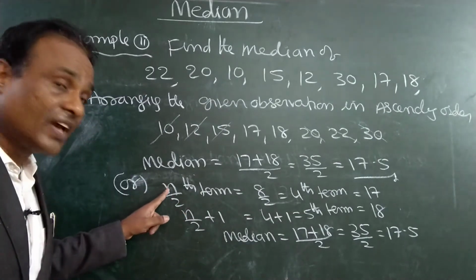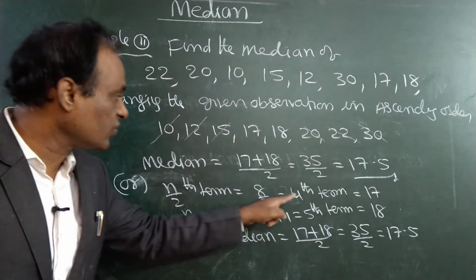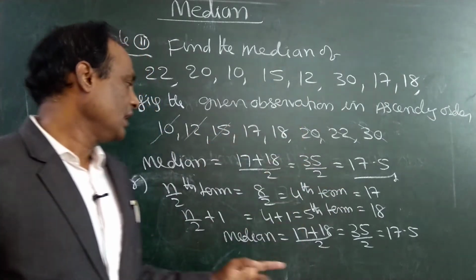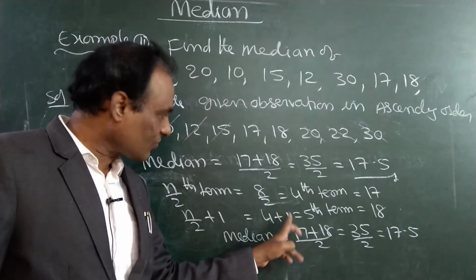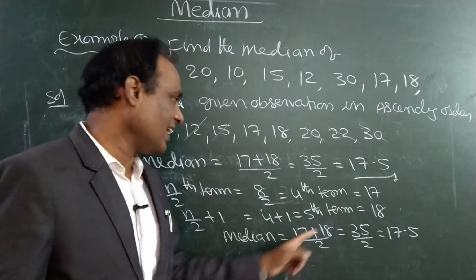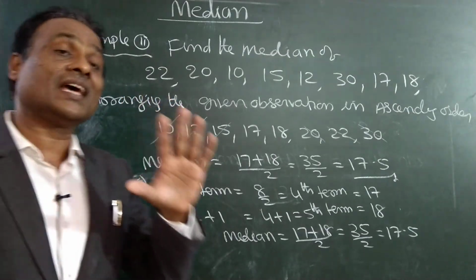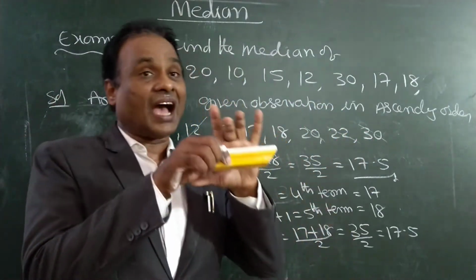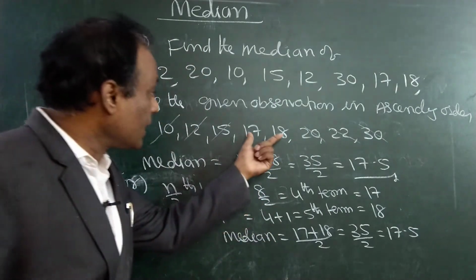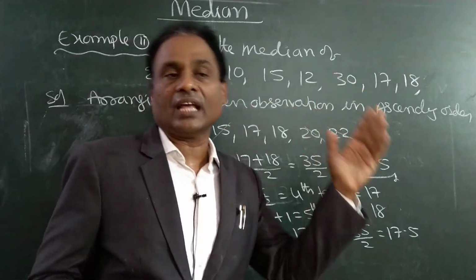So, if n is even, find the n by 2 term. n is 8 terms in total, so 8 by 2 is the 4th term. What is the 4th term? 17. n by 2 plus 1 is the 5th term, which is 18. So the median is the average of these two. For ungrouped data with an odd number of terms, it is simply the middle one. If two middle terms are there, take the average. This is the procedure for the median you studied in the lower classes.